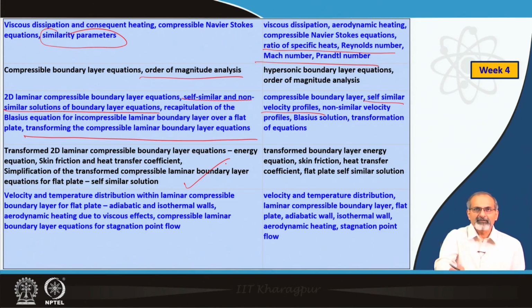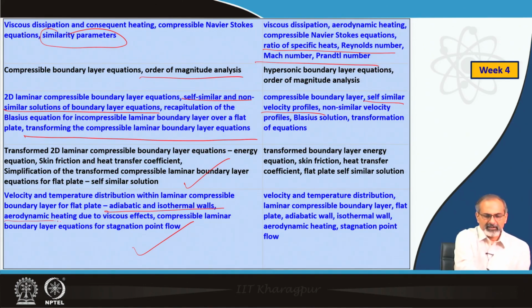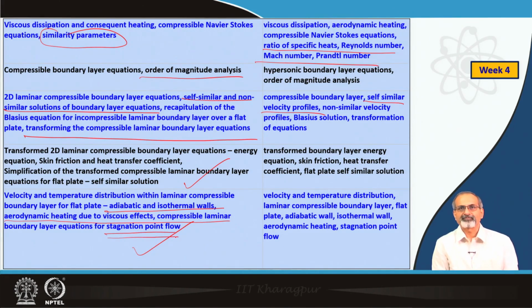And then finally, after having derived the self-similar form of those equations, we looked at velocity and temperature distribution within laminar compressible boundary layer for flat plate, both for adiabatic and isothermal walls. And then we discussed the implication, that is aerodynamic heating due to viscous effects, and we also looked at stagnation point flow.